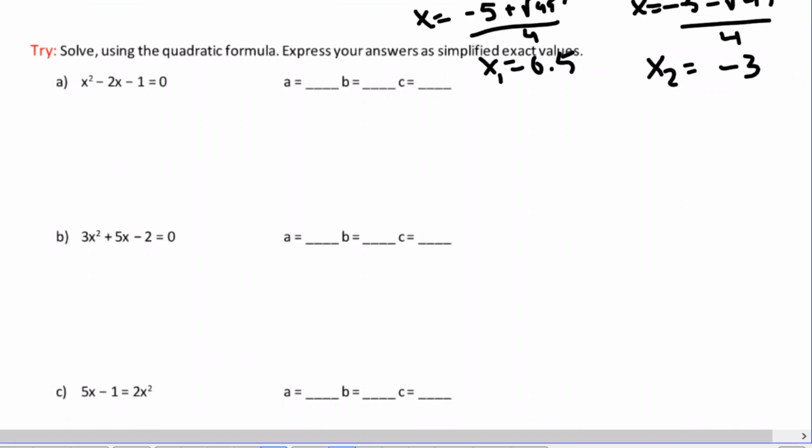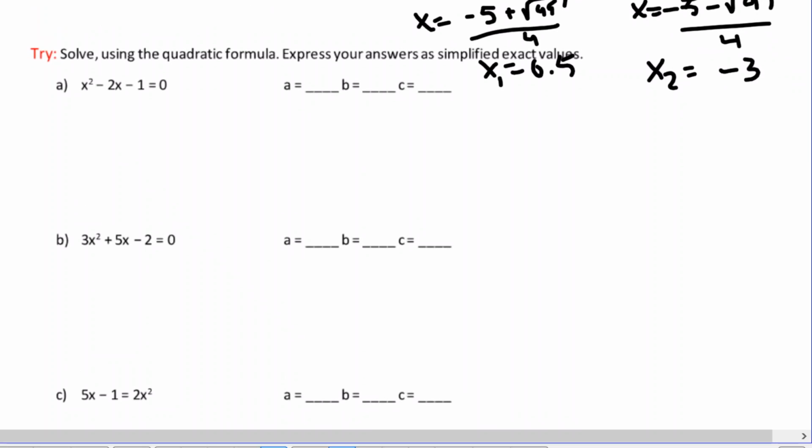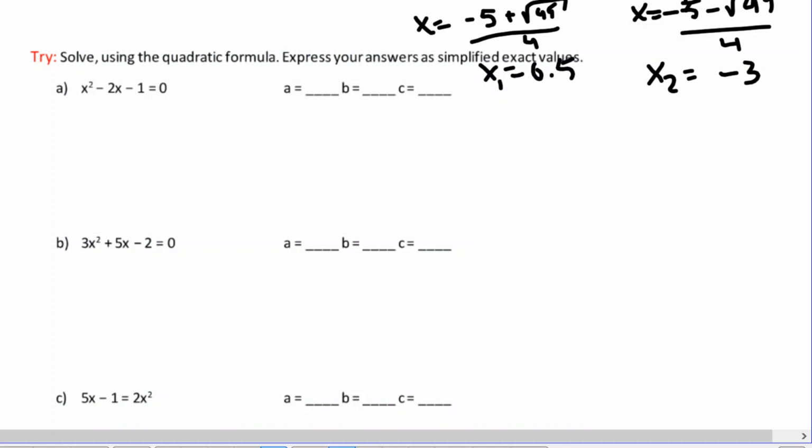So we'll try one more, and then I'll leave the rest of the examples for you. So first thing, pull out A, B, and C. A is 1, B is -2, C is -1. Make sure you're just taking the coefficients. There shouldn't be any x's showing up anywhere here, other than the x equals.